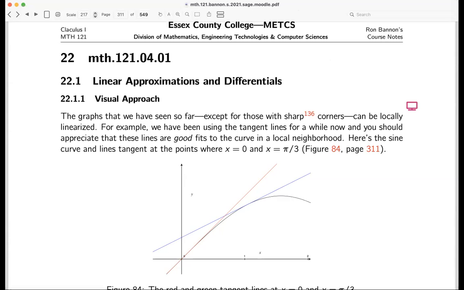Okay, we're in section 22 of the notes. It's the linear approximation differentials. As always, we do try to do a lot of visuals in the classroom. We'll give you some visuals. I'll go through these at the whiteboard later.